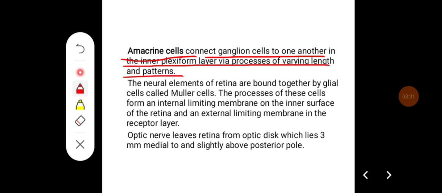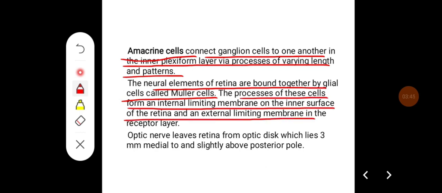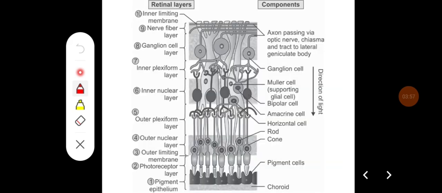The neural elements of retina are bound together by glial cells, which are called Muller cells. The processes of these cells form an internal limiting membrane on the inner surface of the retina and an external limiting membrane in the receptor layer. Optic nerve leaves retina from the optic disc, which lies 3 mm medial to and slightly above the posterior pole.